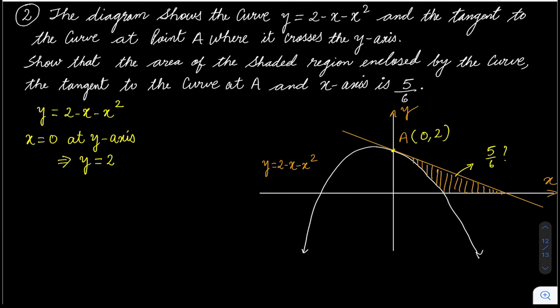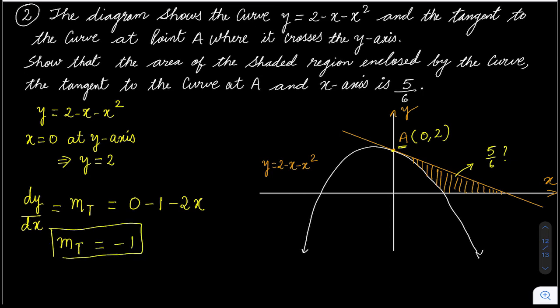Okay, let's do this. For the tangent, we already have a point, so we will need the slope of the tangent. And we know dy by dx, that is the derivative of y with respect to x, is nothing but the gradient of the tangent. So let's differentiate this. Differentiation of 2 is 0, differentiation of x is 1, differentiation of x square is 2x. And we already know my x value is 0 because we are finding it at the point A. So my gradient of the tangent will be minus 1. Okay. So now I have the gradient.